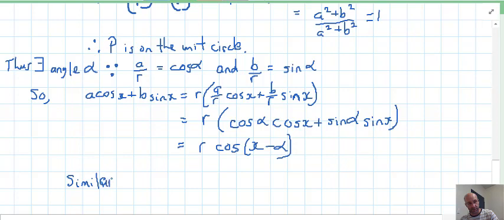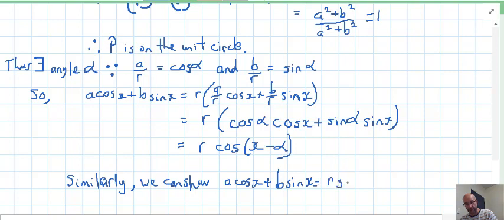Similarly, we could show the other one, which is when we've got the same a cos x plus b sine x, and in the case where that equals r sine x plus beta. Alright, so again, you don't have to show this. This is where it comes from.